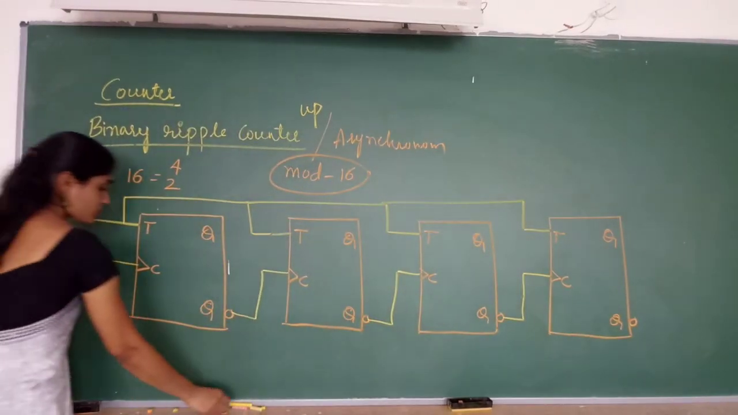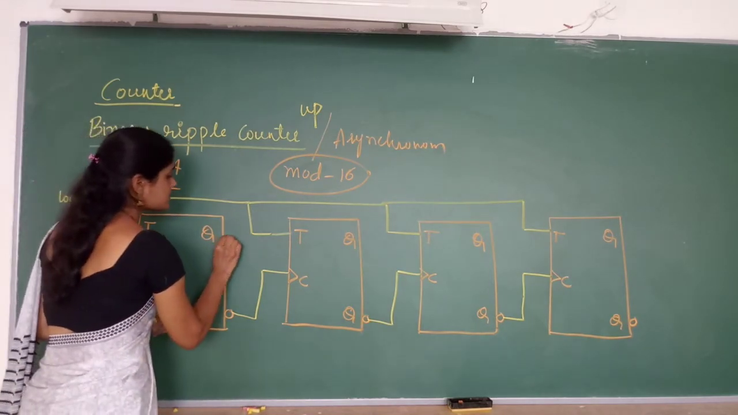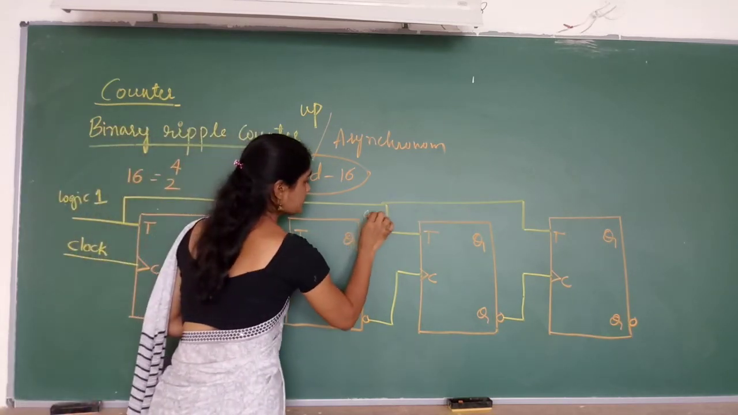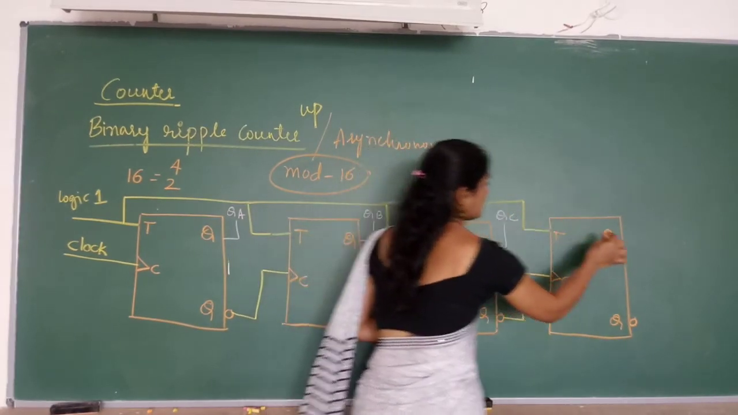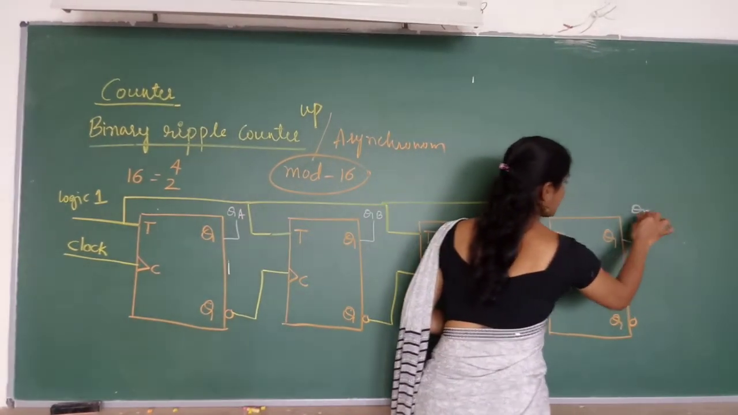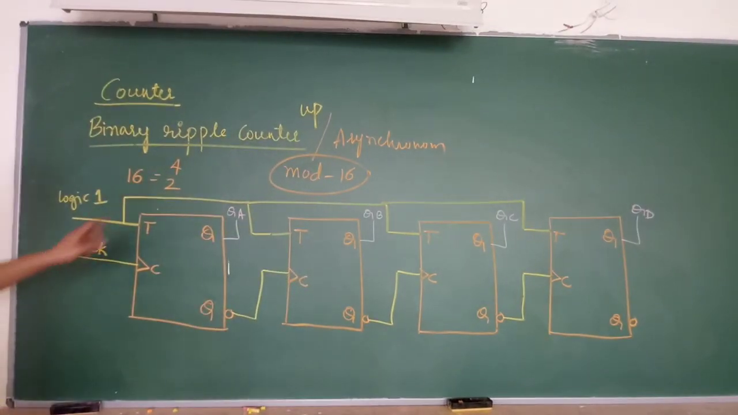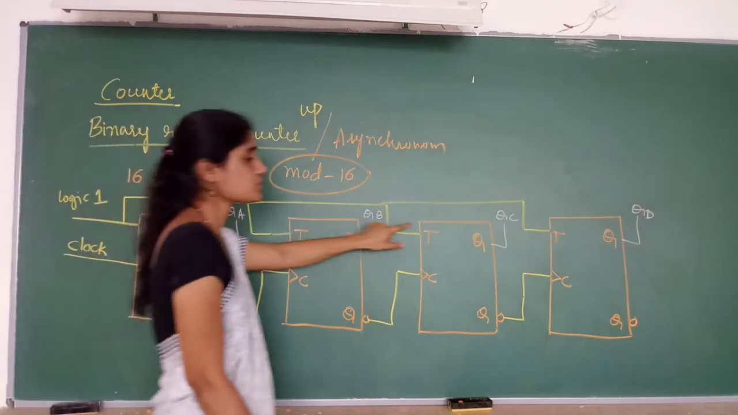Okay. So 4 flip-flops, how many outputs do we get? 4. So I will call this QA, I call this QB, this QC, this QD. You can call them Q0, Q1, Q2, Q3, anything you want. So how many outputs? 4 flip-flops we have used: QA, QB, QC, QD.